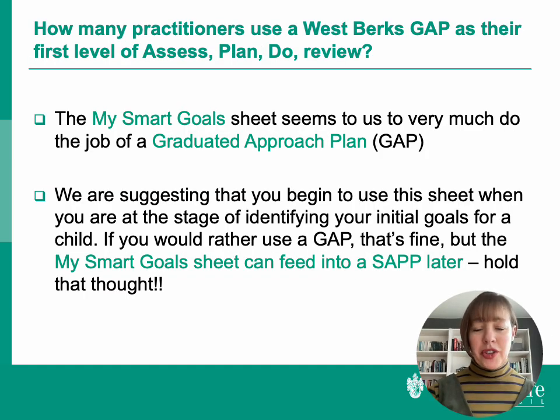This is the My Smart Goals sheet that's included on the DfE website. Many of you go to a West Berkshire graduated approach plan when you're first assessing a child's needs in the early stages, before you've really put in any specific interventions for them at SEND support level. But having discussed this with our early years advisory team, we feel that the My Smart Goals sheet very much does the job of a graduated approach plan. And we are very happy for you to use either one as your first point of assessment.